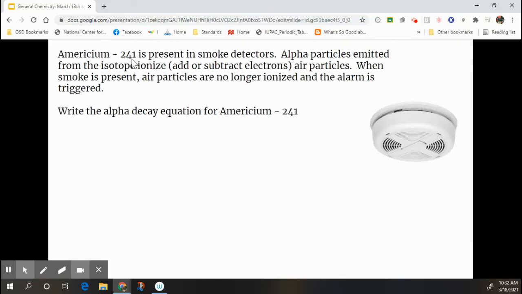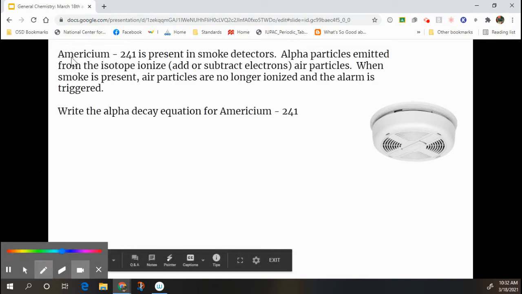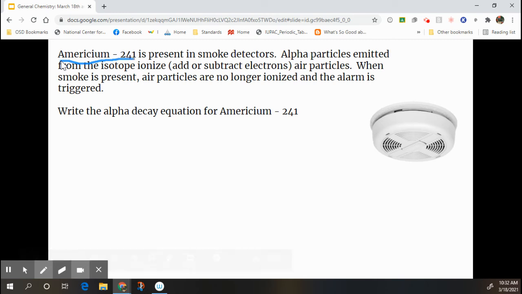This is a quick little video to show you how to write an alpha decay equation for a particular radioactive isotope. We're going to use Americium 241, and you might have been asked in your nuclear survey if there are radioactive isotopes in smoke detectors, and here's a clarification for that one. Yes, there are.